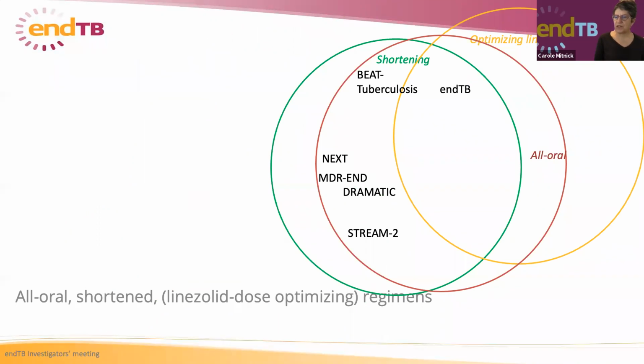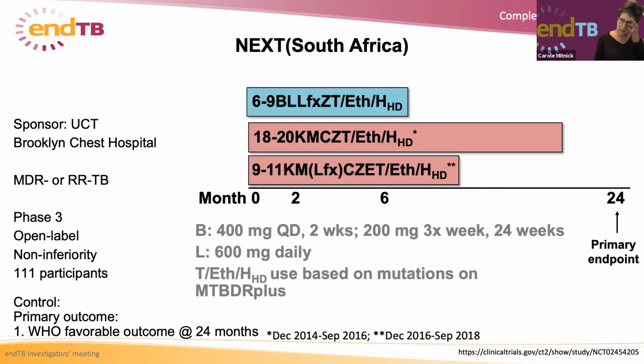So I'm going to start with, generally speaking, the all-oral shortened category, some of which are those that optimize the linezolid dose as well. Starting with the endTB trial, which has recently completed and been reported at several meetings this year. It was a randomized controlled trial that compared an all-oral shortened regimen, what some call the modified shortened regimen, with bedaquiline, linezolid, and other first and second line drugs to the standard of care in South Africa.